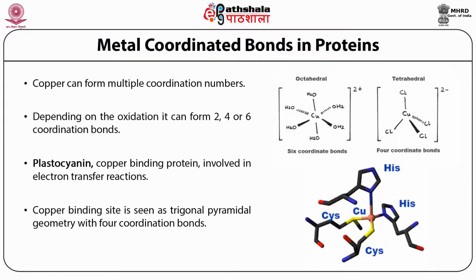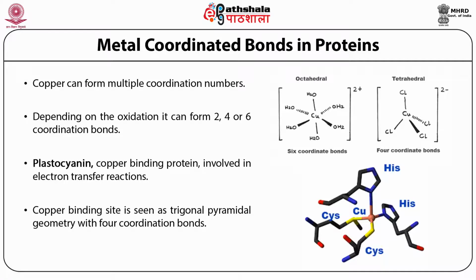Copper can also form multiple coordination numbers. In the example I have shown on the right side, one is octahedral or tetrahedral, where it can form six coordination, and it can also have four coordination. In the lowest case, it can also form two coordination. For example, you can see plastocyanin, a copper binding protein involved in electron transfer reactions. That's the figure you can see.